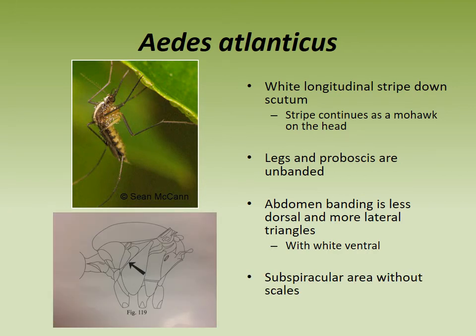Subspiracular area without scales. So before we talked about the postspiracular area being after the spiracle. Pre is going to be before. Sub is going to be this area right here below the spiracular area on this club-shaped plate. And so this is going to also be important if you wanted to use this characteristic to differentiate between this one and infirmatus, which we will learn about in a couple more slides.